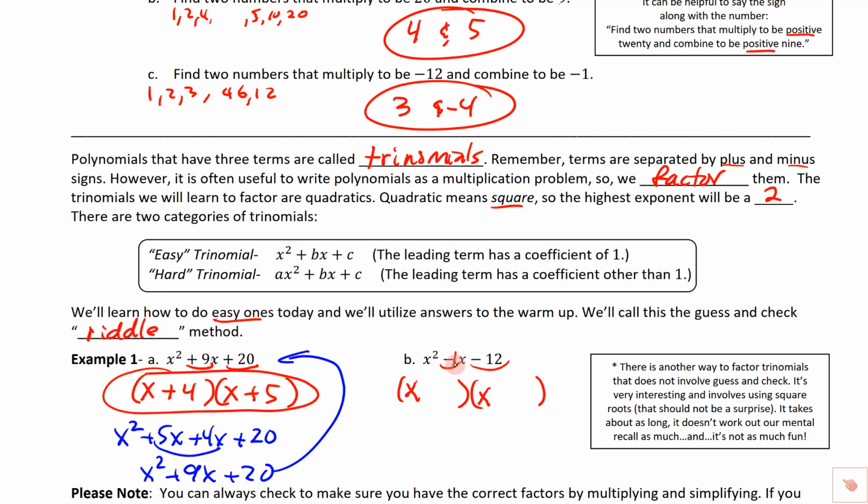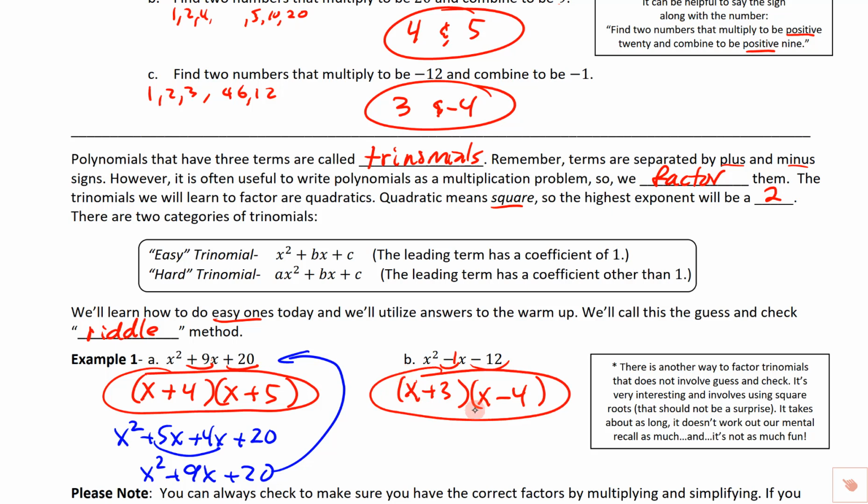I'm going to put that coefficient right there. It's a negative 1. So we need 2 numbers that multiply to be negative 12 that combine to be negative 1. Well, we asked and answered that question up here, so I'm going to put down a positive 3 and a negative 4, and I'm going to circle that. Literally, we're done. Okay, that's it.